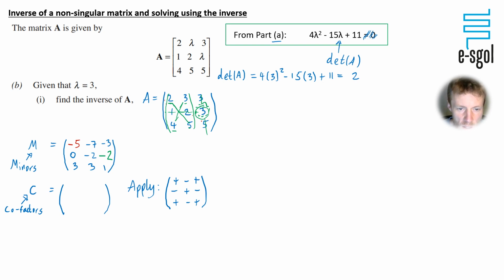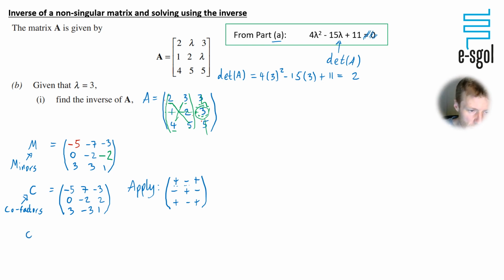So this first element says keep the sign. Okay, if it's already a positive, you keep it as a positive. If it's already negative, you keep it as a negative. I can see it's negative 5, so I'm going to write negative 5. The next one, well, this is a negative, so it says change the sign. So if it's negative 7, it's going to turn into a positive 7, and then we get a negative 3, and then a 0, negative 2, positive 2, 3, negative 3, and 1. So those are the cofactors.